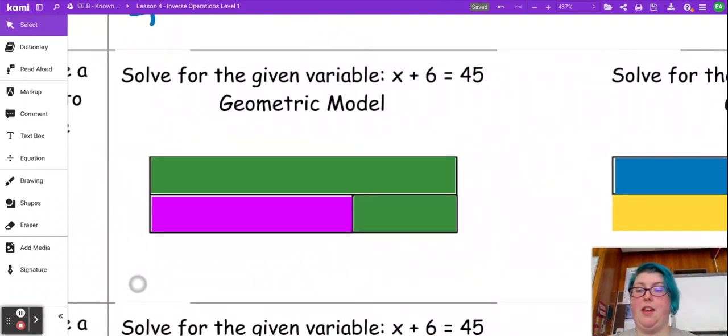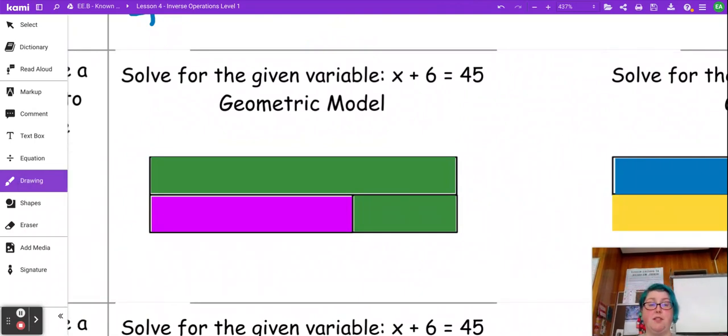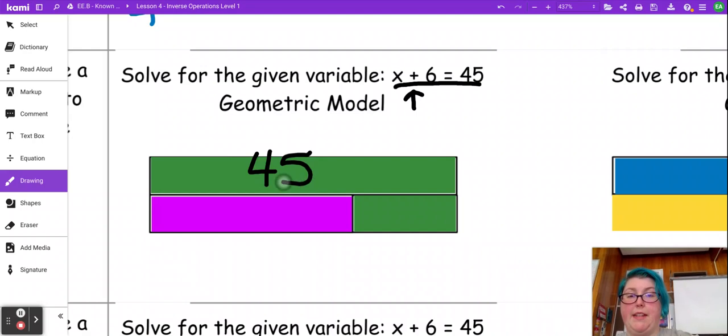So we are going to look at these examples with the geometric model. First we're going to look at the shapes, then we're going to look at how to solve it mathematically. So we have x plus 6 equals 45. When you have addition, the number that you don't know, the variable, has to be smaller than what it's equal to, because you add two smaller numbers together to get a bigger number. So the 45 is the biggest part, because what's on the left side has to be smaller. Those two terms are smaller than the 45.